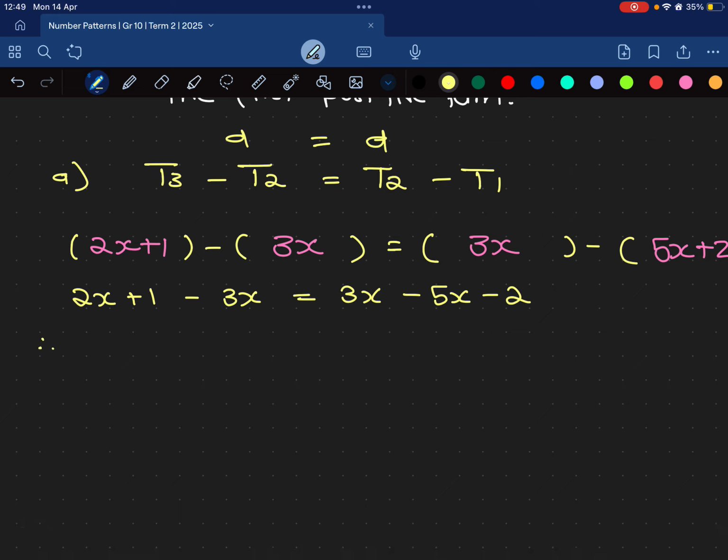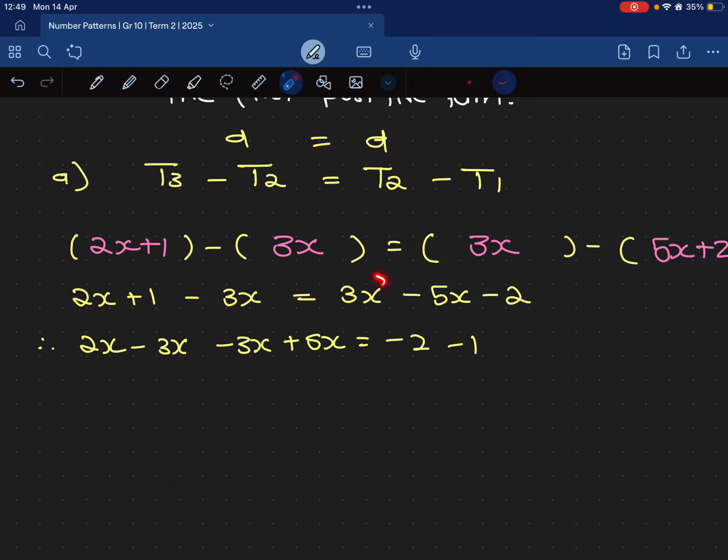Then all you do is solve for x like normal. So you would have 2x minus 3x minus 3x plus 5x, which is equal to minus 2 minus 1. All I've done is take these two over, and take the plus 1 to that side. So I have 2 minus 3, which is minus 1, minus 3, which is minus 4, plus 5x, which is just x. Minus 2 minus 1 is minus 3.